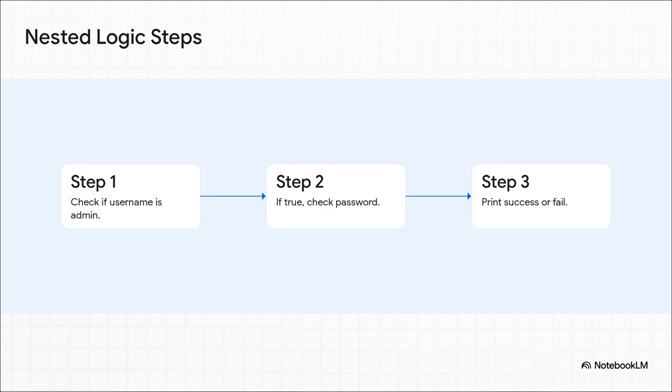Let's walk through this two-step bouncer process visually. Step 1, the outer code checks if the username entered is admin. If it's not, it stops immediately. Denied. But if it is true, it moves to step 2, checking the inner condition. Is the password 1234? Only then do we hit step 3 and print login successful. The true beauty here is that the inner password check is completely protected by the outer username check's decision.